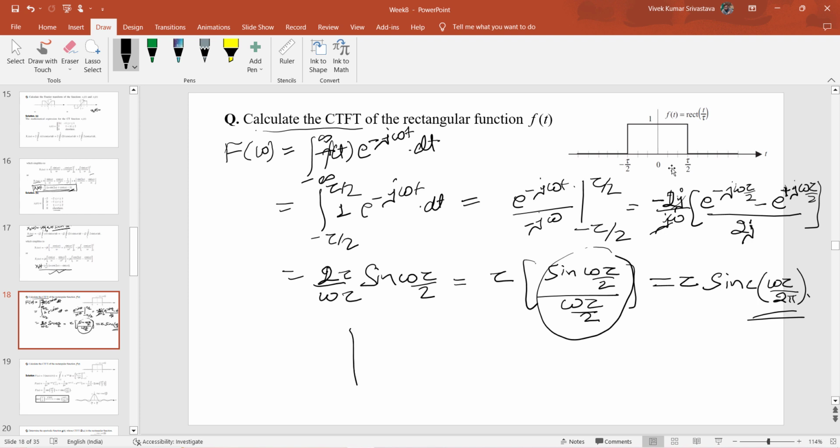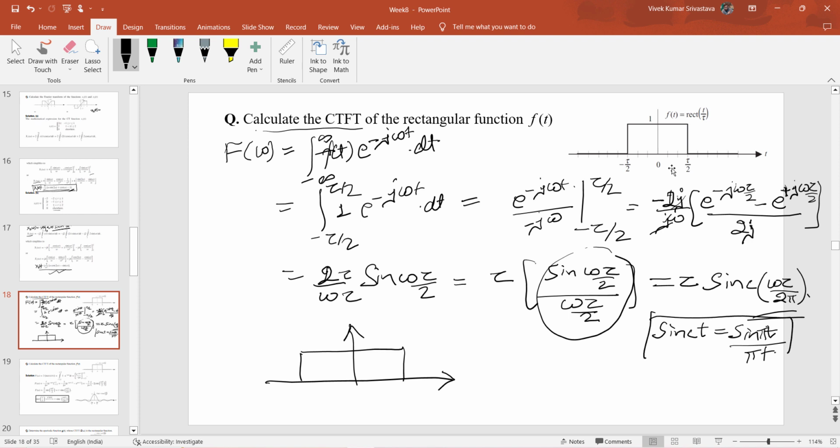So from here we can say that if the input to the... Sir, just one question. Yes. That sinc function is tau sinc omega tau by 2 pi? Yes, because the relationship between sine and sinc is: sinc of t, let us say, equals sine of pi t over pi t. So this pi comes from this identity.